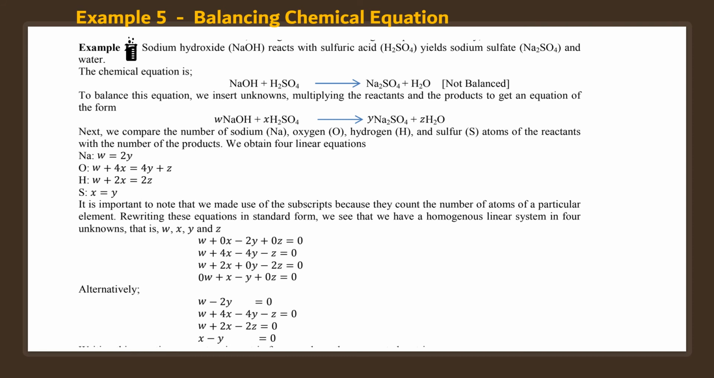For oxygen, here W oxygen, 4X oxygen, and 4Y oxygen, and here 1Z oxygen. In the same way, for sulfur and hydrogen, you get two more equations. So we get 4 equations. By taking this system of 4, we can find the unknowns W, X, Y, and Z.